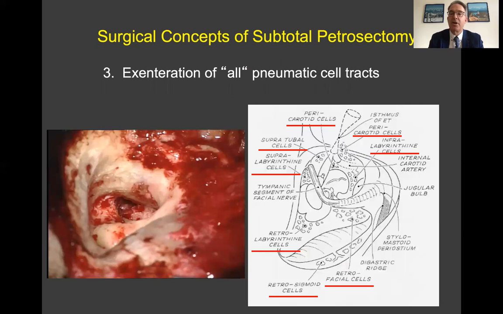Third comes a thorough drilling, and as temporal bone surgeons, we love to drill, so we are the drill guys. The thorough drilling of all these cells, and I won't mention them all to you, you know them from open cavity surgery, but this is meticulous drilling to remove these pneumatized cell tracts, as well as the mucosa and the disease involved in these cell tracts.